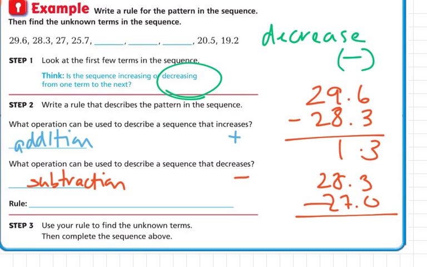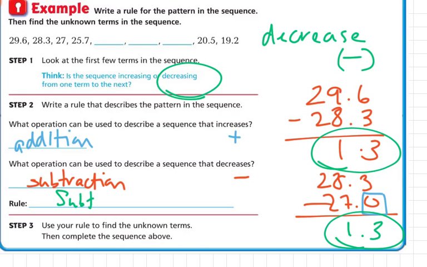Notice, boys and girls, I added a 0 in that place just for my brain visually, so I can make sure that I can do this. 3 minus 0 is 3. 8 minus 7 is 1. Again, we see that it's decreasing by 1 and 3/10. So the possible rule here would be to subtract 1 and 3/10.